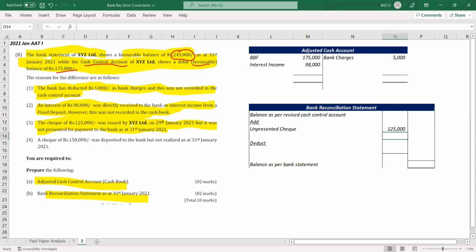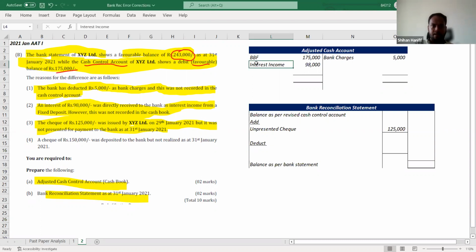There's a question. Can't we put it under direct deposits? This is not a direct deposit. This is recorded in which one? Interest income. Yeah, you can put it as direct deposit. That is okay. Yes.